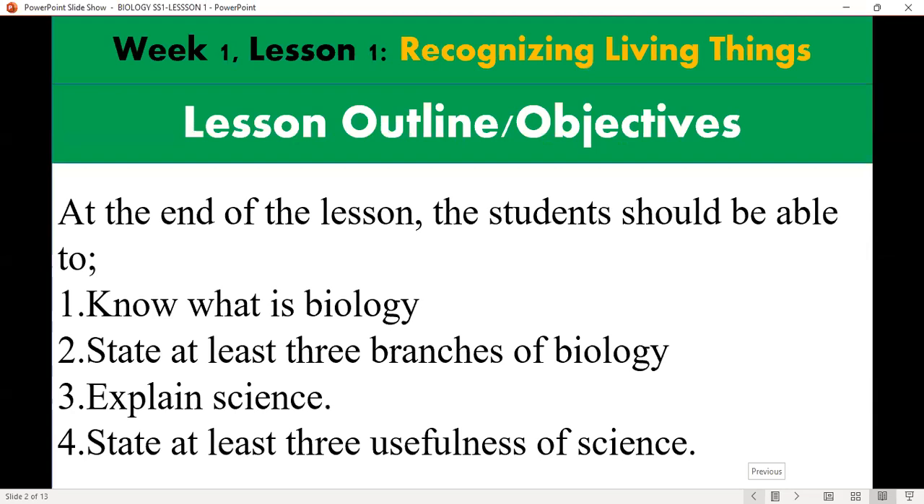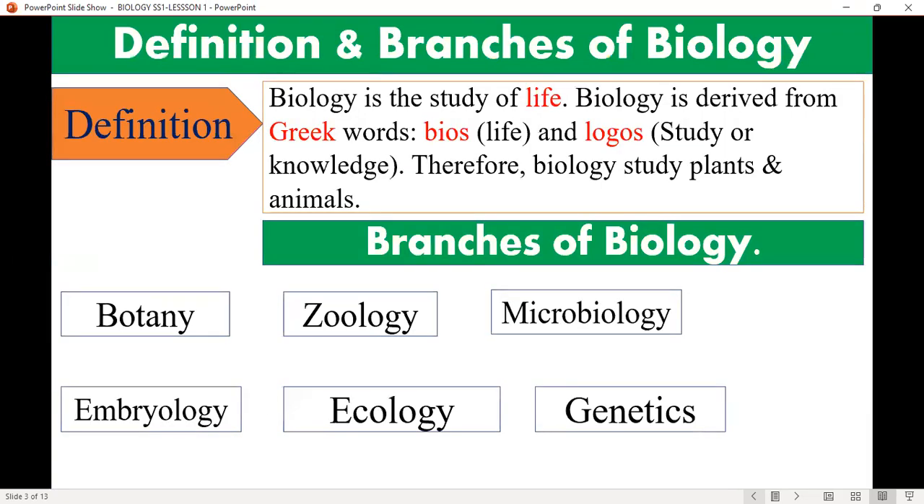Lesson outline on the topic recognizing living things. At the end of this lesson, the student should be able to know what is biology, state at least 3 branches of biology, explain science, and state at least 3 usefulness. Biology is the study of life.